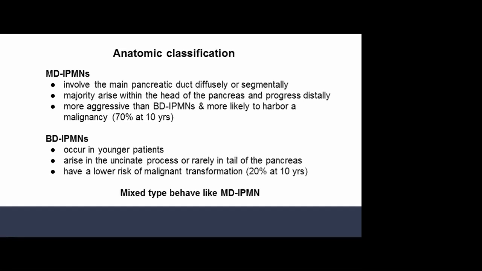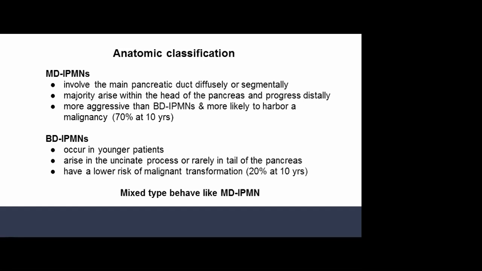Main duct IPMN, as already told, involves the main pancreatic duct diffusely or segmentally, and the majority arise within the head of the pancreas and progress distally. And main duct IPMNs are more aggressive than branch duct IPMNs and are more likely to harbor a malignancy. And at 10 years after diagnosis, there is a 70% risk of developing a malignancy.